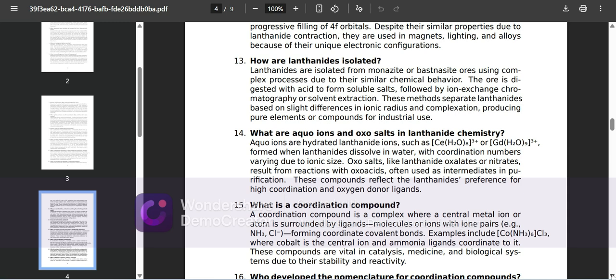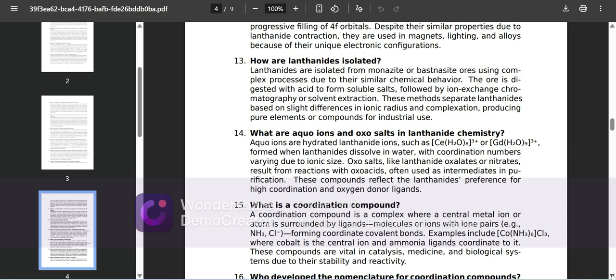Lanthanides are isolated from monazite or bastnasite ores using complex processes due to their similar chemical behavior. The ore is digested with acid to form soluble salts, followed by ion exchange chromatography or solvent extraction. This method separates lanthanides based on slight differences in ionic radius and complexation, producing pure elements or compounds for industrial use.